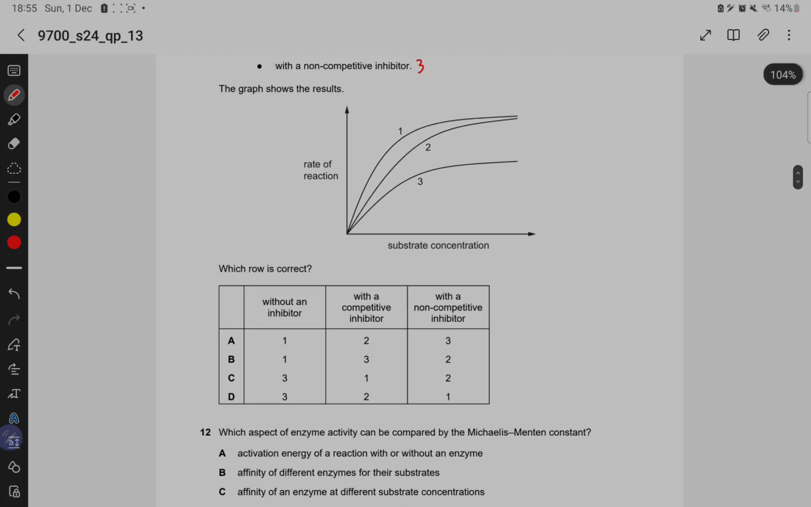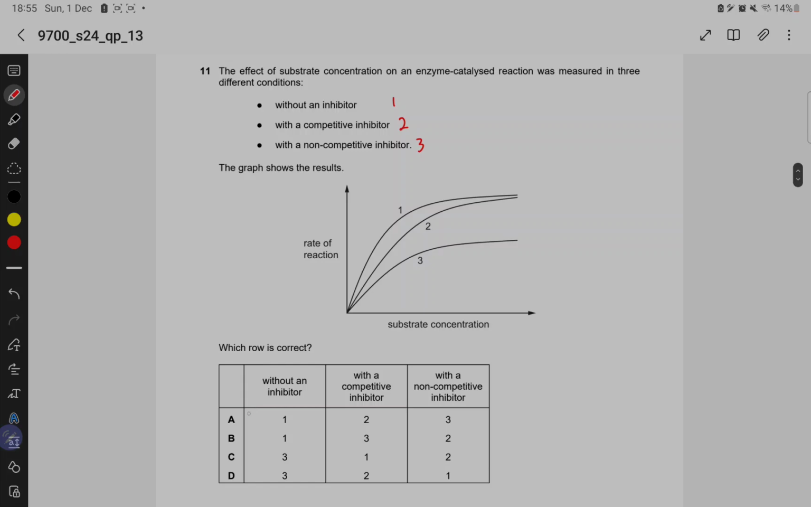Which row is correct? Oh, we already wrote it out, so let's just circle it.